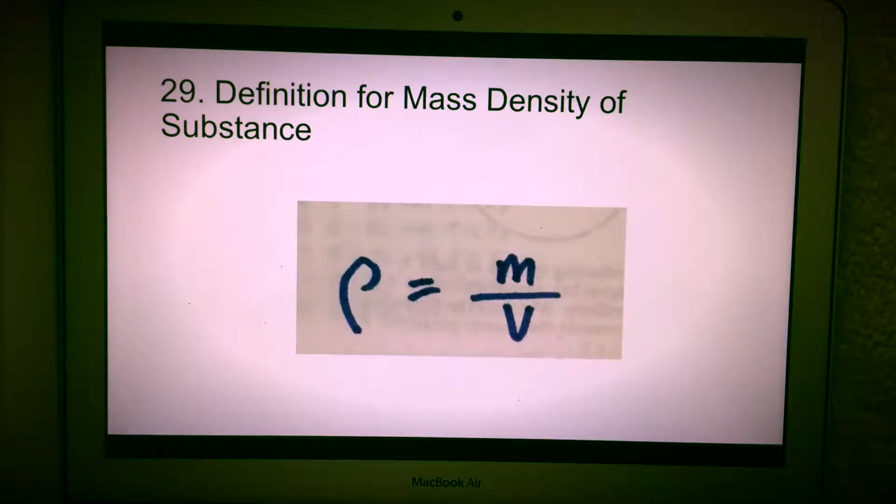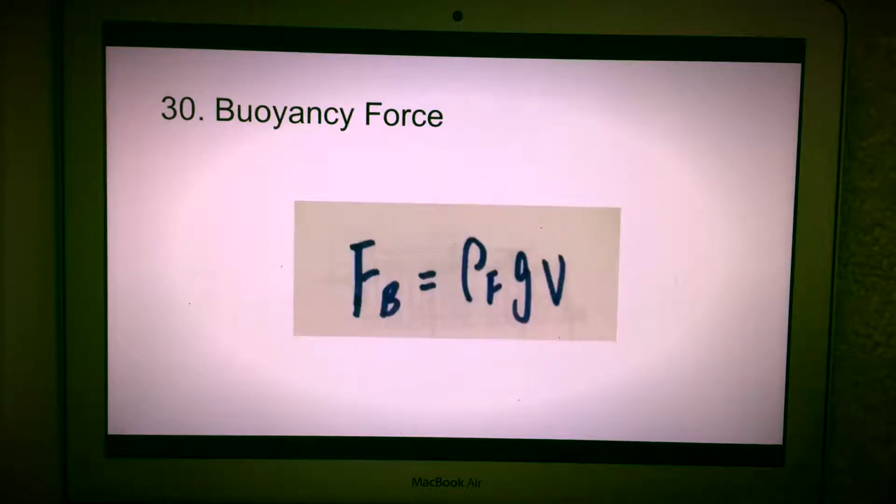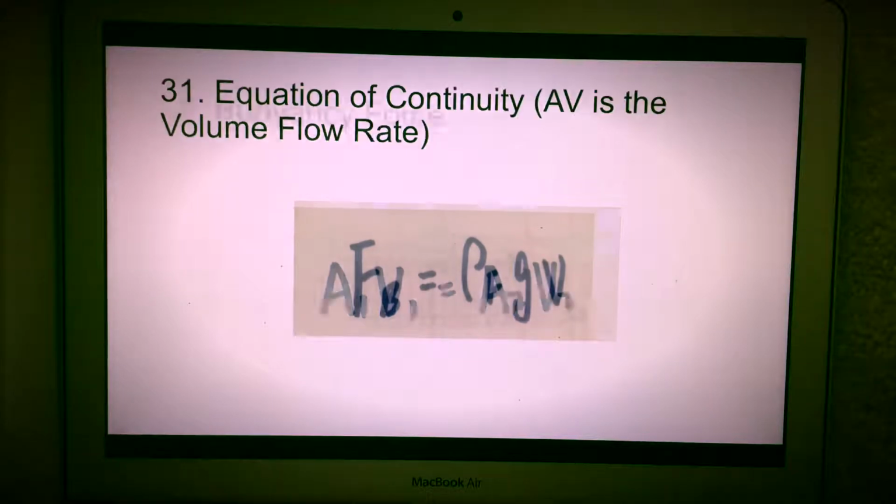Definition for mass density of the substance. It's so easy. Rho equals m over v, the mass divided by volume. The buoyancy force equals rho f g v. So rho is the liquid density, and g is 10 newtons per kilogram, you know, and v is the volume displaced by the water. So these items together give the buoyancy force.